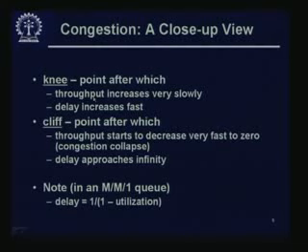The knee is the point after which throughput increases very slowly and delay increases fast. We will just have another look at this graph. The cliff is the point after which throughput starts to decrease very fast to 0. This is the congestion collapse, and delay approaches infinity. Note that in an M/M/1 queue, delay is equal to 1 by 1 minus utilization. So, as I said, it does not always follow this kind of simple formulation.